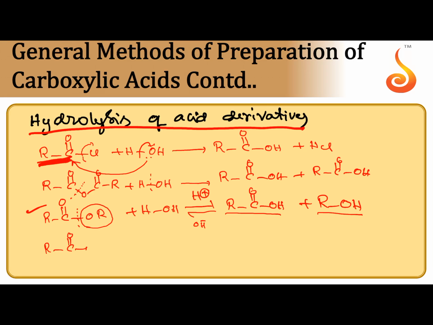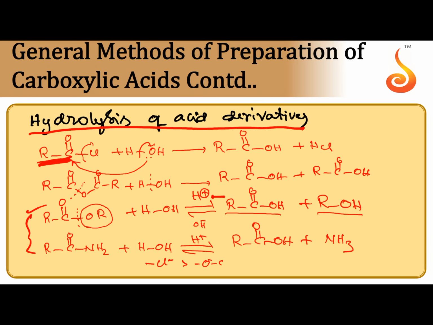Next, RCONH2, amide. Amide also undergoes hydrolysis in the presence of acid or base as catalyst. We can get RCOOH plus NH3. So for the last two, we required some catalyst, acid or base, because of the leaving ability. Leaving ability in the first case, Cl minus has highest leaving ability. Next one, COOR, carboxylate. Next, alkoxy group. Next, NH2 minus.